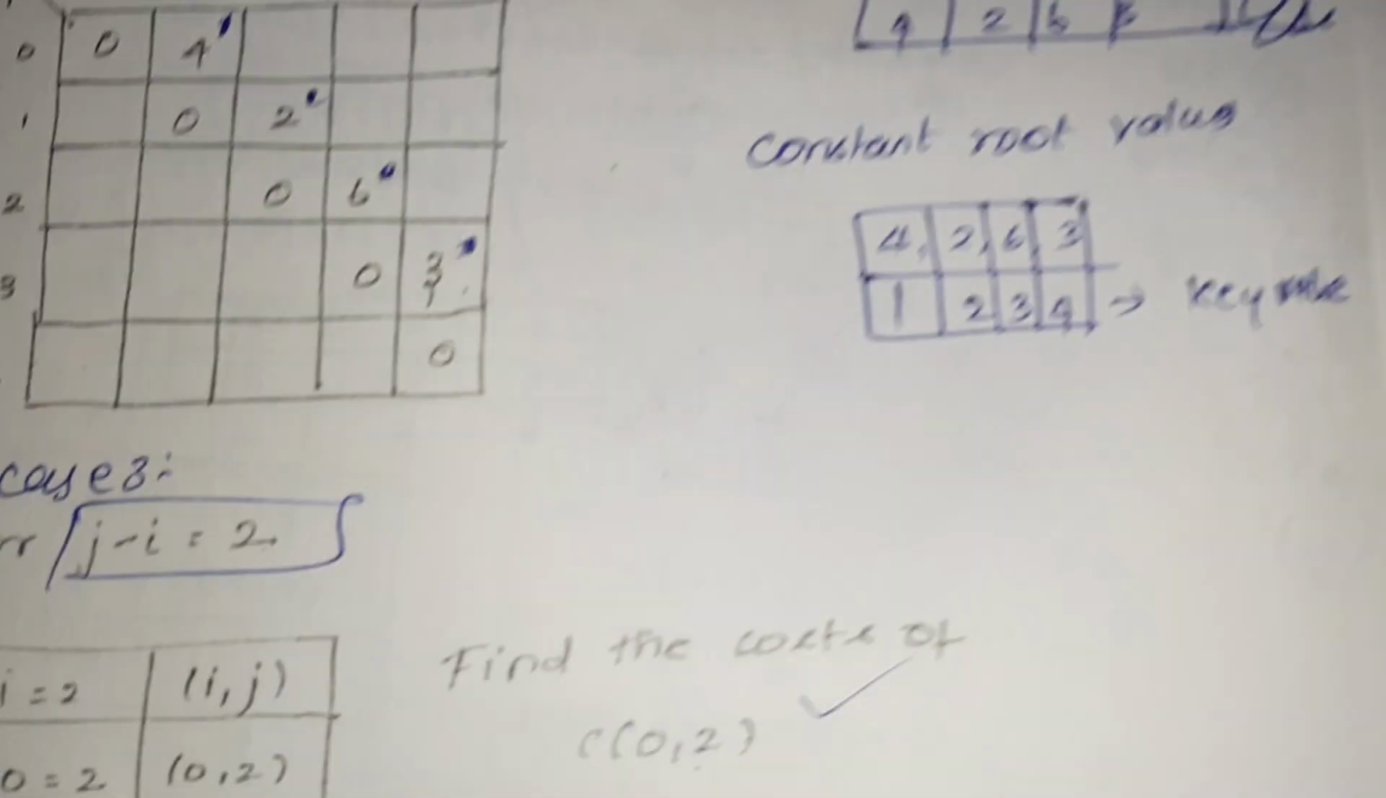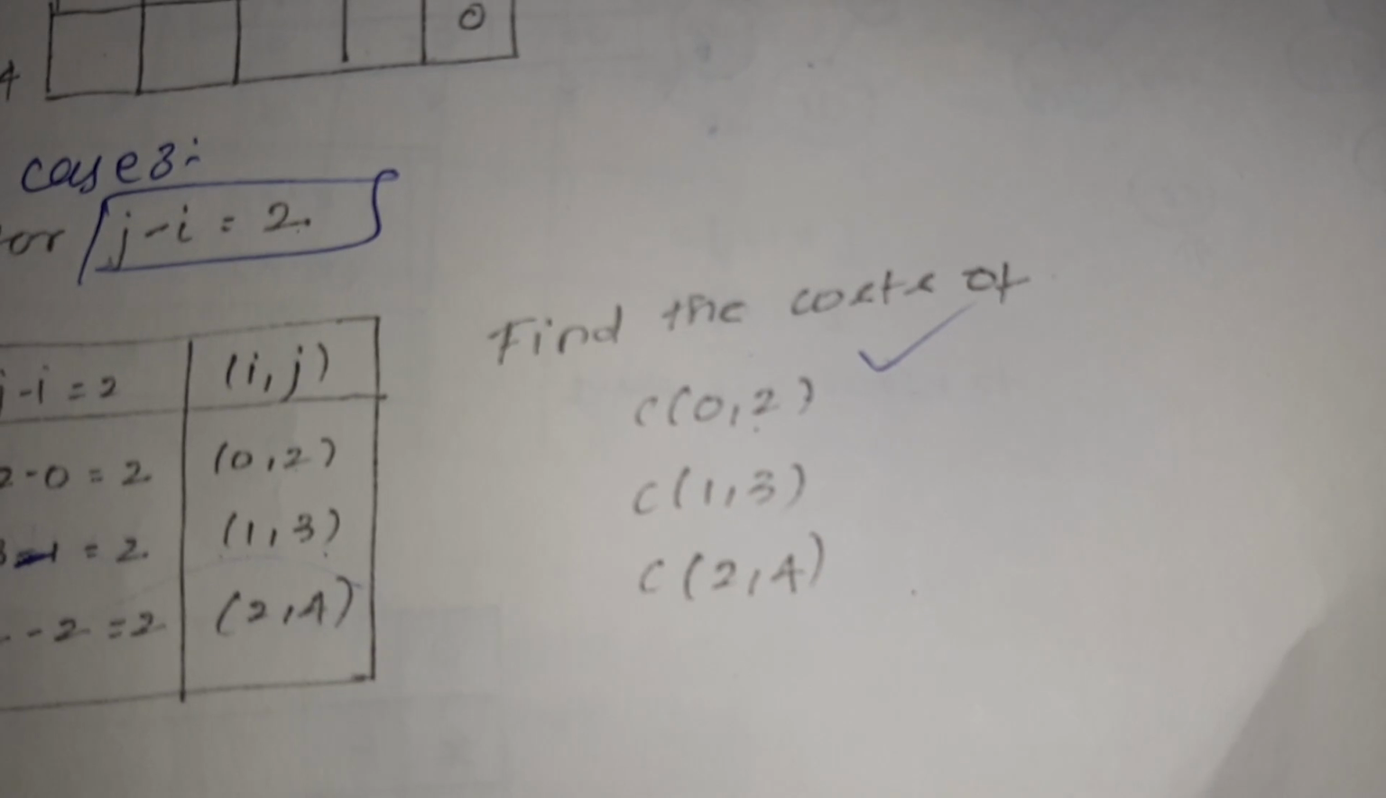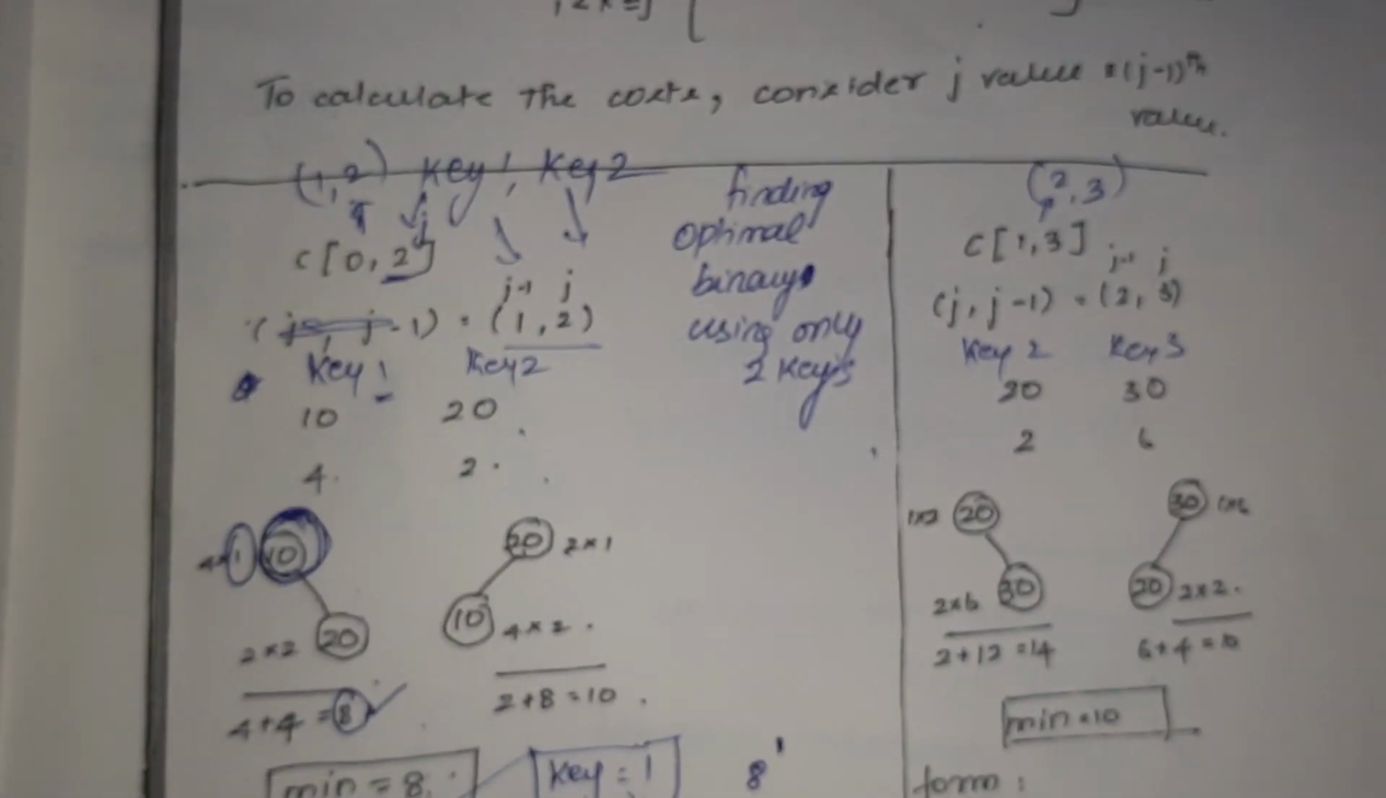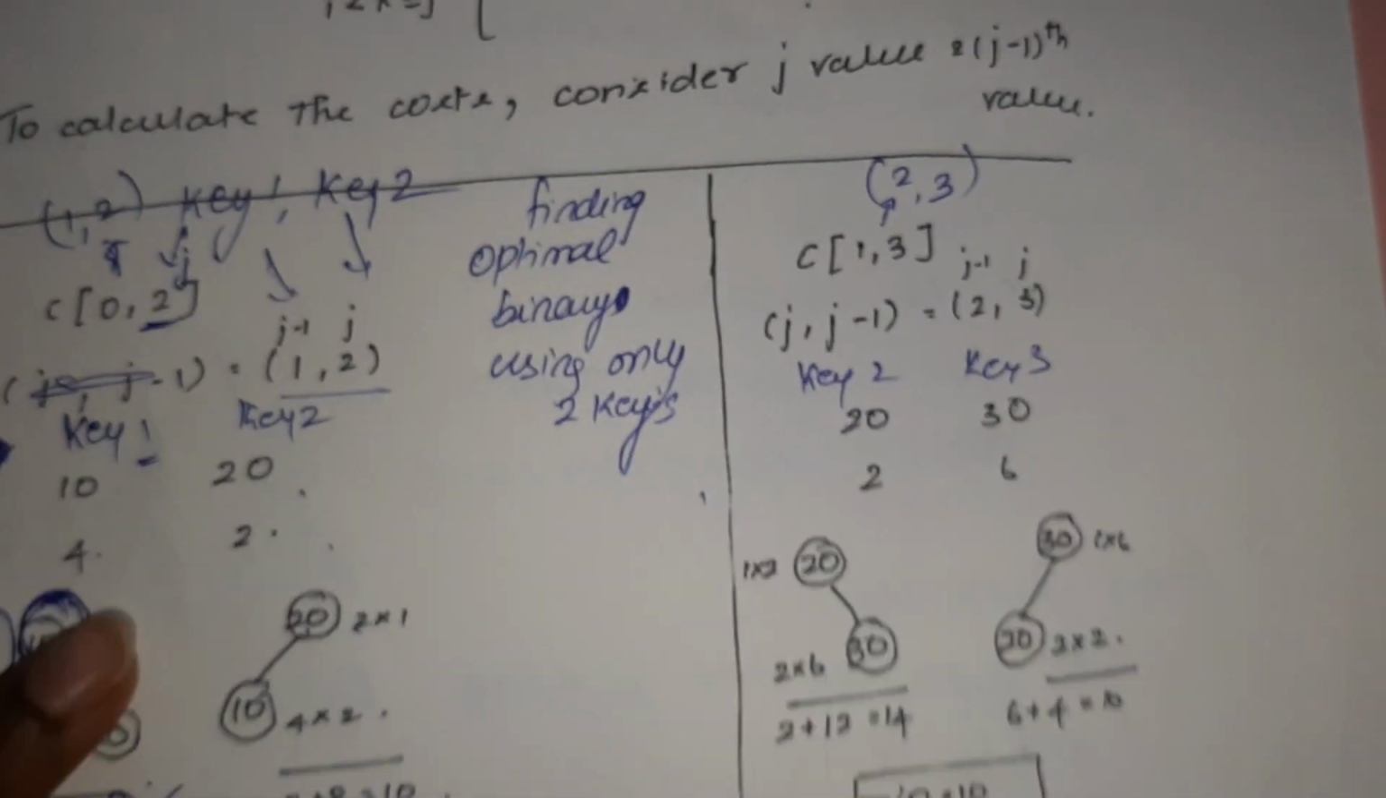So next, we solved 0 comma 2. Next we are going to solve the 1 comma 3. So here in 1 comma 3, what I am going to do, the first one, the same procedure we are going to follow here.